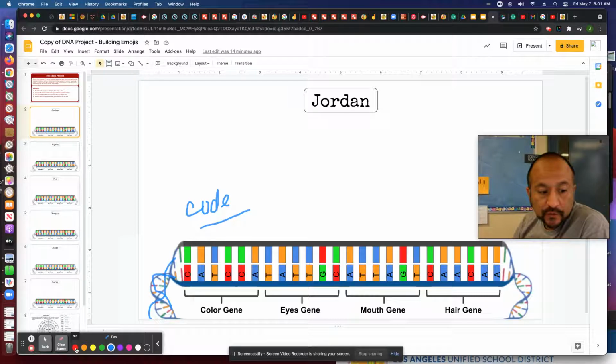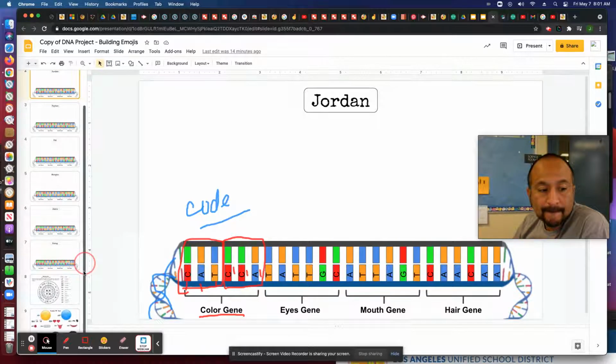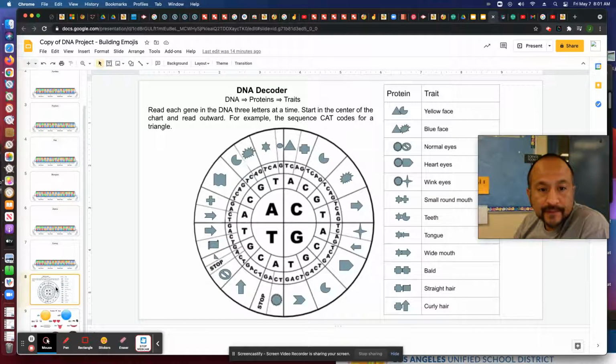So we're going to take the first 3 letters, C-A-T, and then we're going to take the last 3 letters, C-C-A, to figure out Jordan's color gene. All right, and you will know what I'm talking about once you take a look here at the DNA decoder.